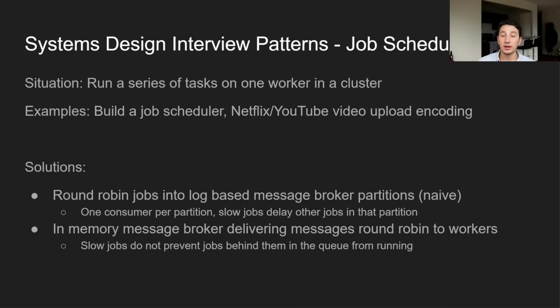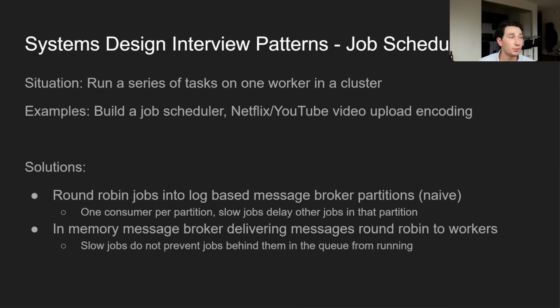Next, we have job scheduling. This one comes up a lot in the literal build a job scheduler problem, and it also comes up in the Netflix and YouTube problem, because when you upload a video, you have to enqueue a bunch of jobs to encode it in many different resolutions, and you want to probably be doing all of those offline rather than synchronously. In that way, it's kind of also a fan-out problem, but same idea.